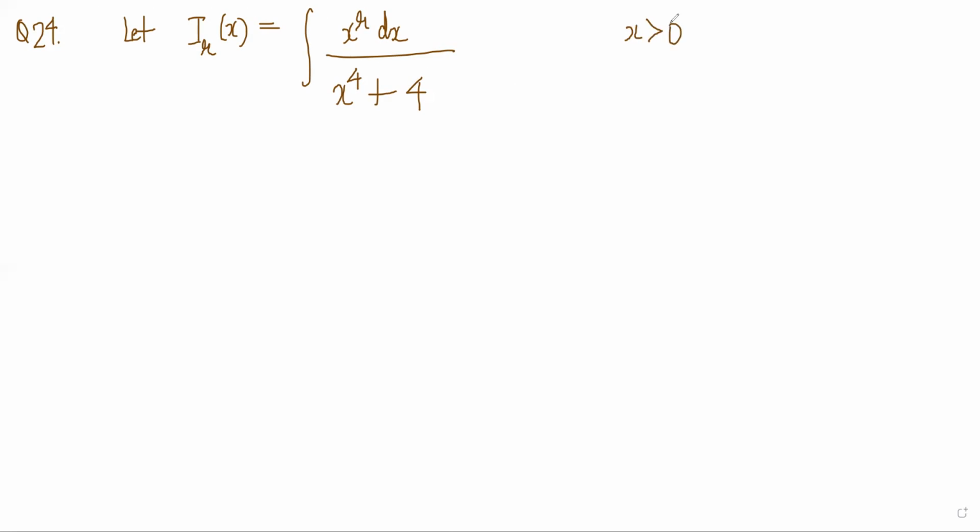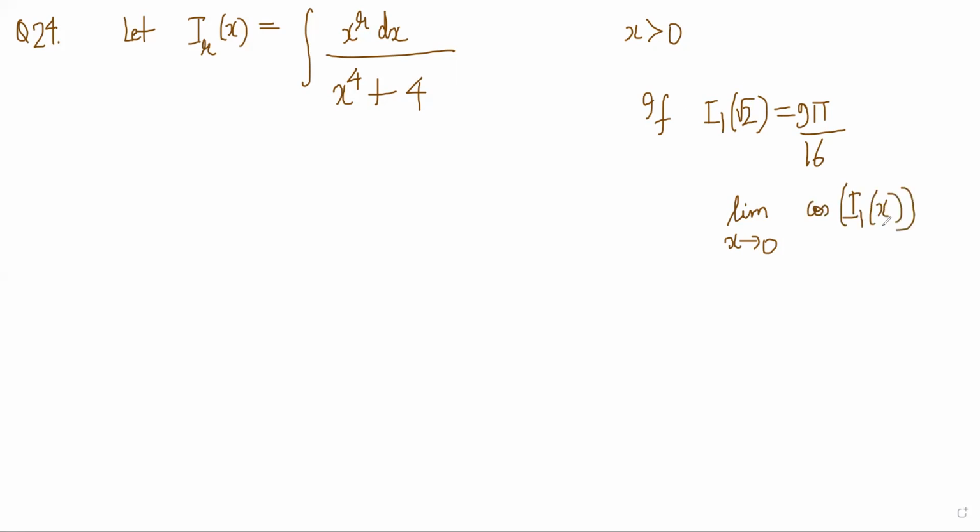And the question is asking us, if I1 root 2 is equal to 9 pi by 16, then the limit as x tends to 0 of cos of I1x by x square is equal to what? So we have to try to understand what is IRX. If you think about it, IRX can be written as x power r dx by x power 4 plus 4.